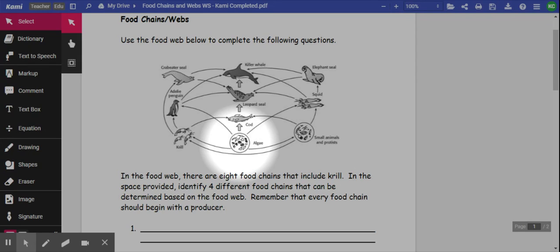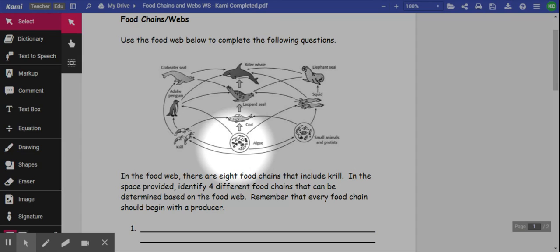And we know that producers do that through a process called photosynthesis, which basically the sun gives them energy, and then that energy is turned into sugar, which the plant uses as food. So, if we look here, just remember a food web is a collection of all the food chains in an ecosystem. So, this food web is showing every single possibility that could happen, every single way that energy could be transferred in this particular ecosystem.